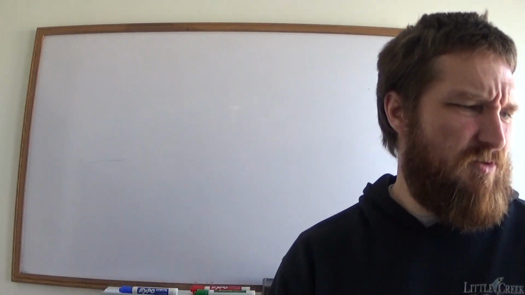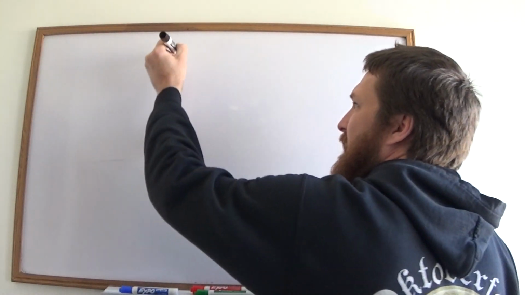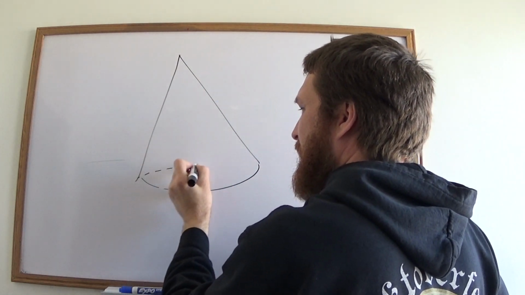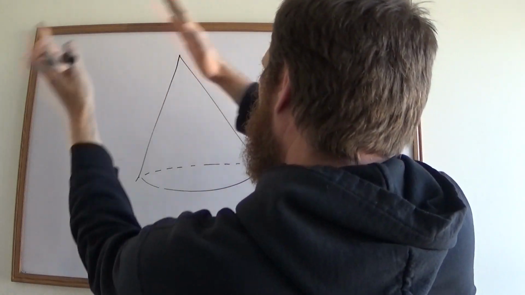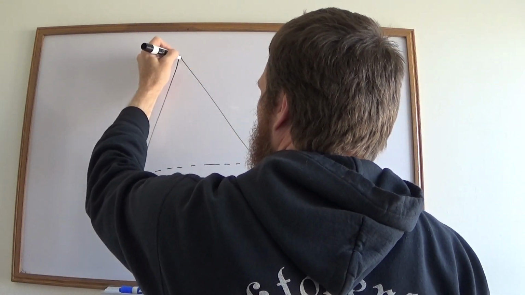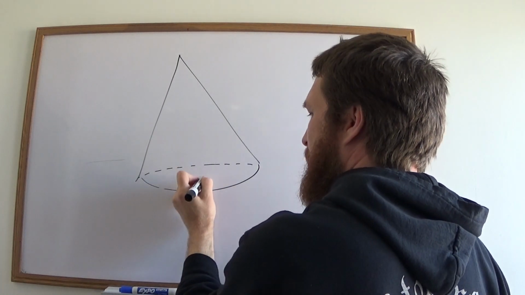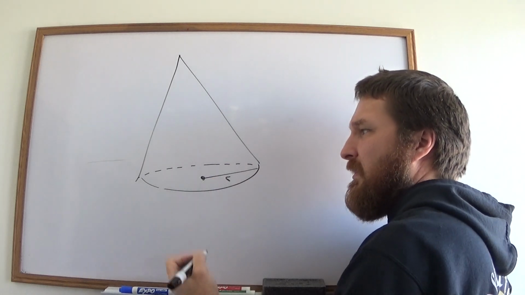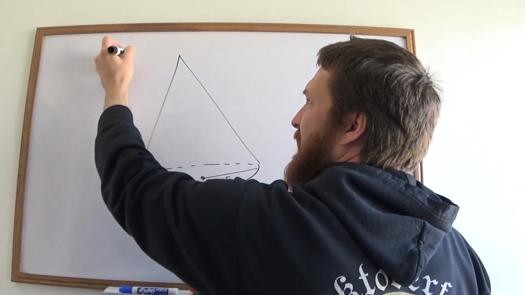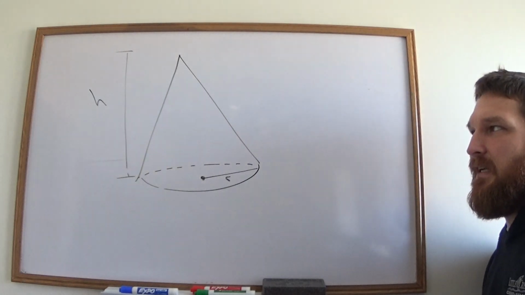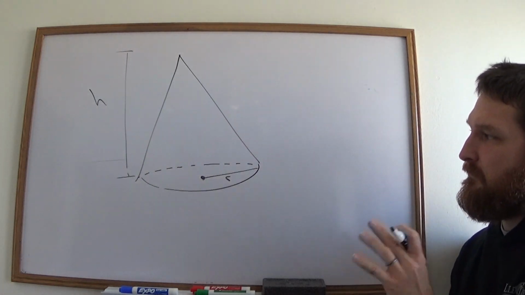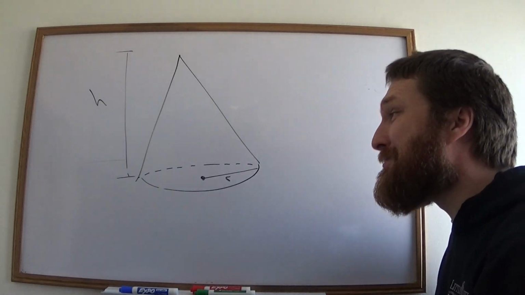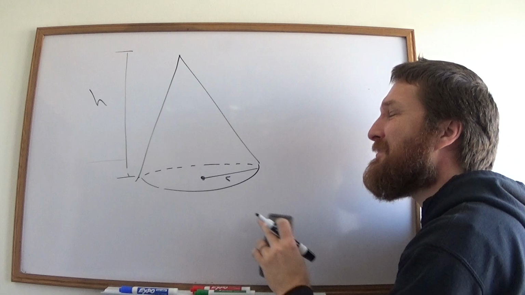A right circular cone is this thing. It has a circle, and it comes straight up, right? It has two parameters that define it: its radius, r, and its height, h. Okay? The surface area. You're going to have to do a bunch of stuff with this cone. There's a lot of stuff to be done with this cone.